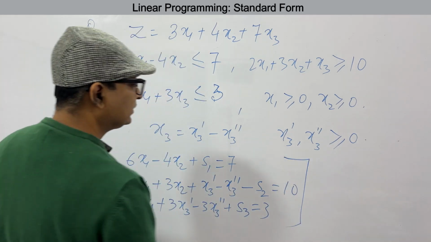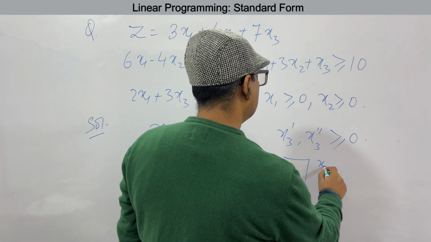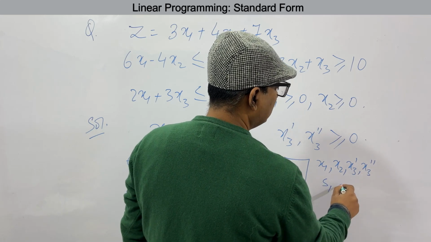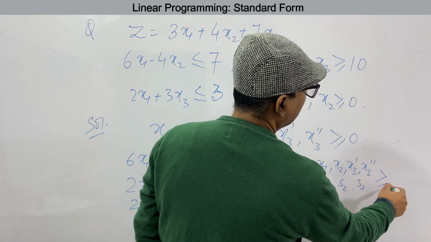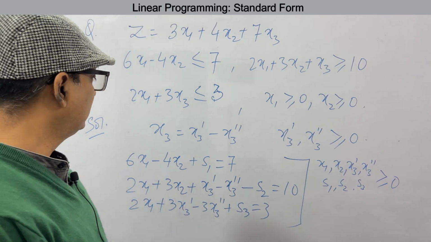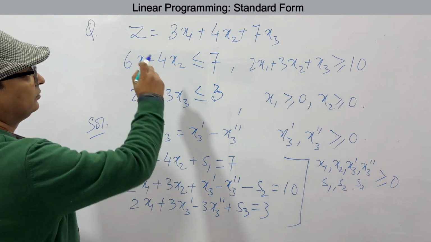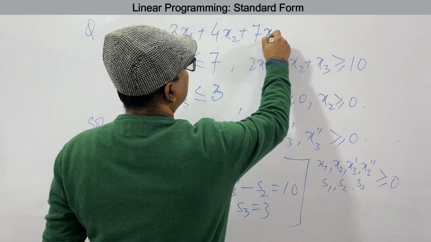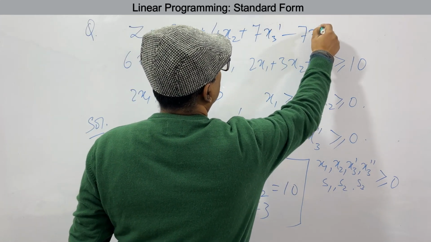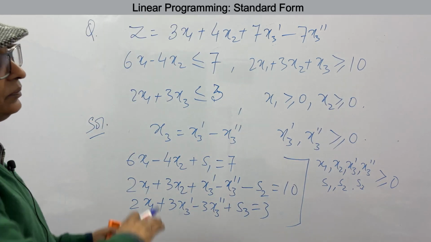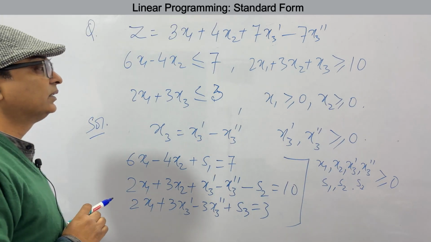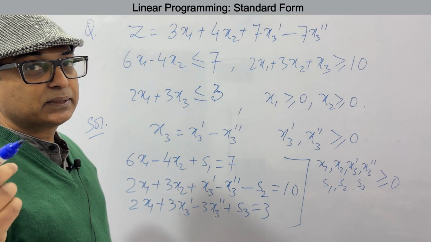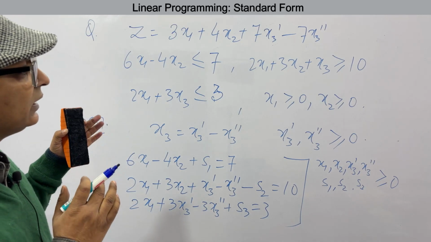So now we have these variables x1, x2, x3 dash, x3 double dash, s1, s2 and s3. These all are greater than or equal to 0. And our objective function will now become, see, I'm writing here only, 3x1 plus 4x2 plus 7x3 dash minus 7x3 double dash. So this is the solution. We have transformed it to standard form of linear programming problem. We'll use it when we'll be solving linear programming problems by simplex method. We'll be using it. So you must understand this properly.